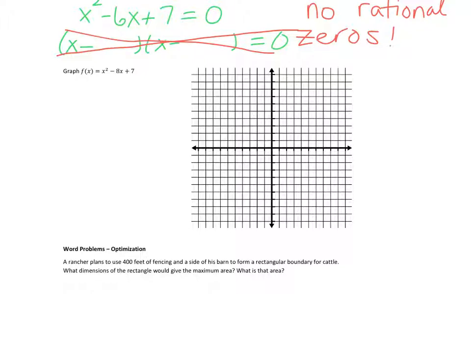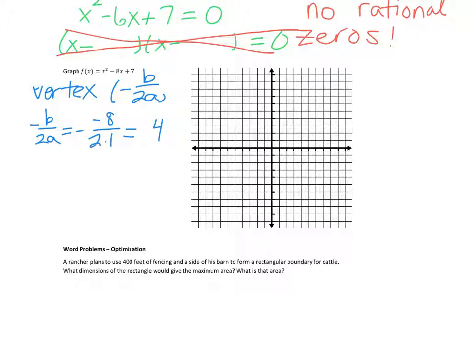And welcome back. So first thing, our vertex is the negative b, or opposite b, over 2a, and then whatever your y coordinate is. Negative b over 2a is the opposite of negative 8 over 2 times 1. So that's the opposite of, let's see, negative 8 over 2 is negative 4. The opposite of negative 4 is positive 4. So our vertex x-value is 4, and then whatever f of 4 is.